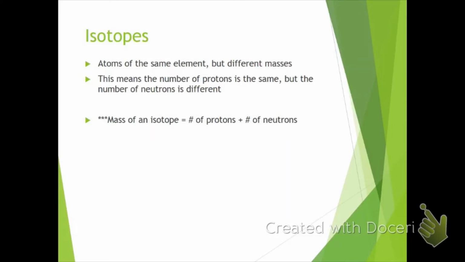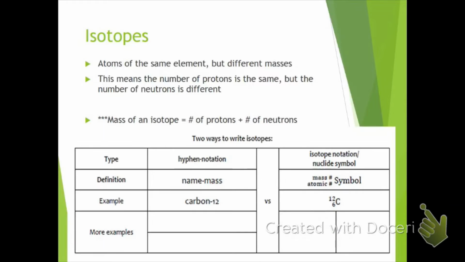To find the mass of a specific isotope, like we said, it's the number of protons plus the number of neutrons. These are the only 2 subatomic particles in the atom that have mass, so we're just going to add them up. We can designate isotopes two different ways. We have the hyphen notation and then the isotope notation or nuclide notation, where we have the subscript and superscript to the left of our symbol, as you see there.